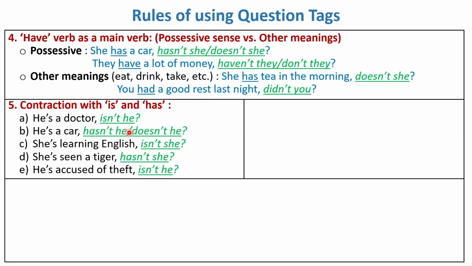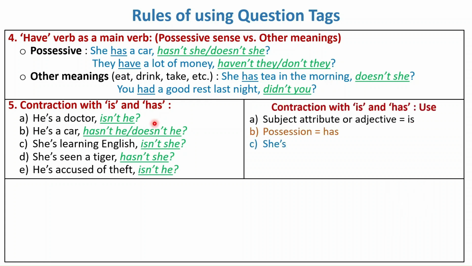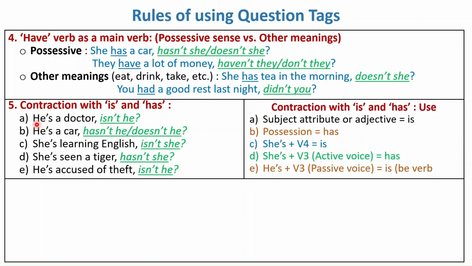First of all, we have to be clear that we have to read the given statement carefully. He is a doctor. This must be is, because this is subject attribute.